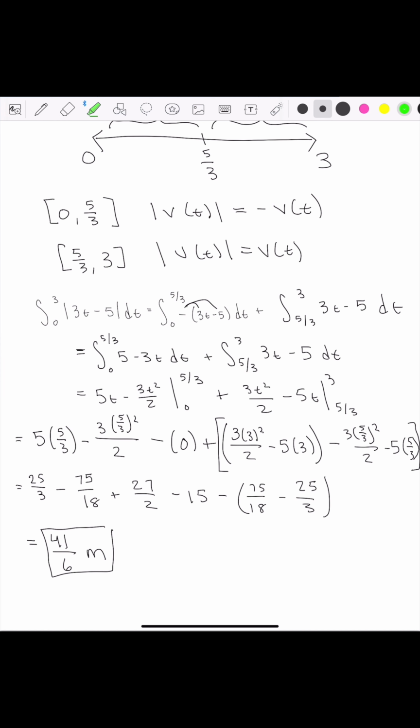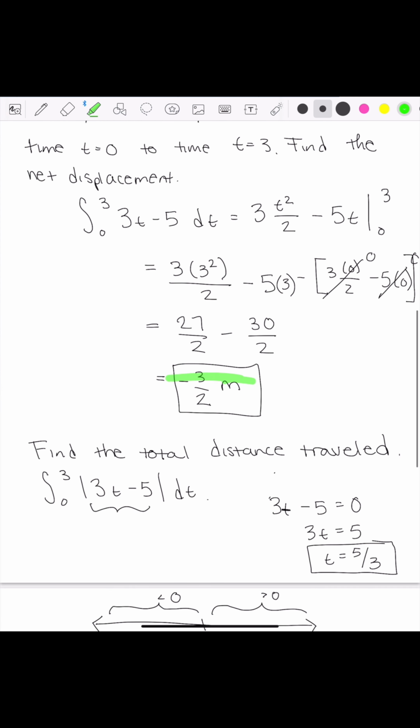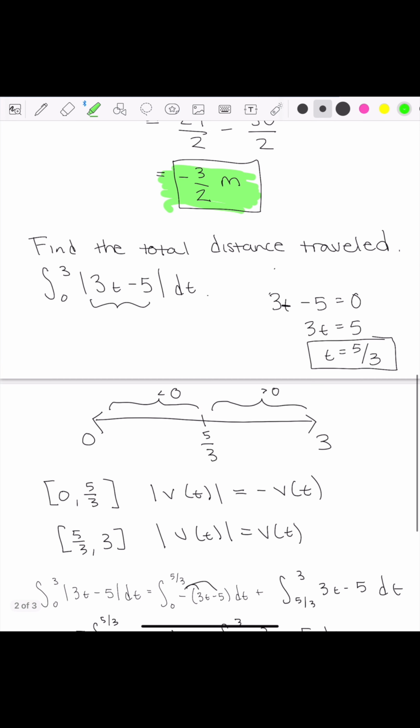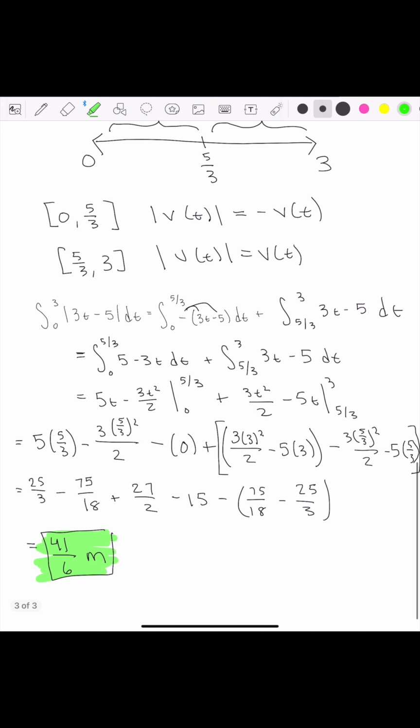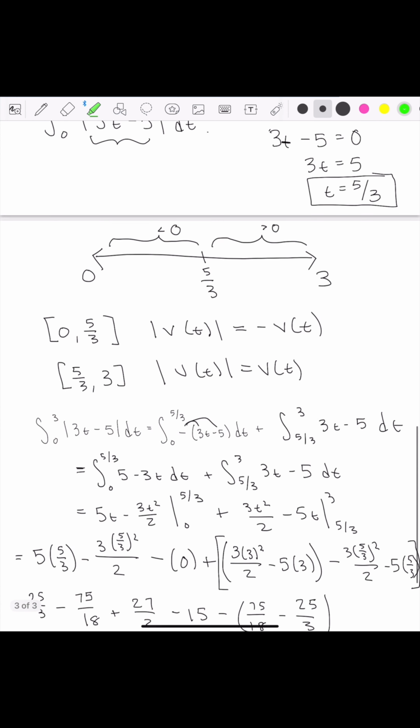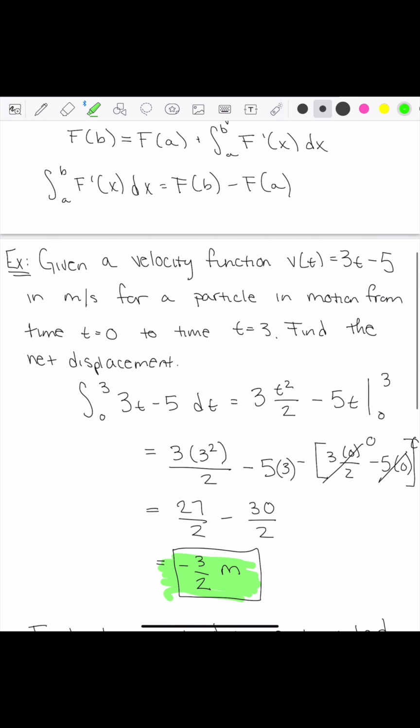So you can see that this is a much larger number than this, right? Because here we're counting all the change as positive. We didn't care if we went reverse or forward, anything we did was accounted for, versus here the negative was accounted for.